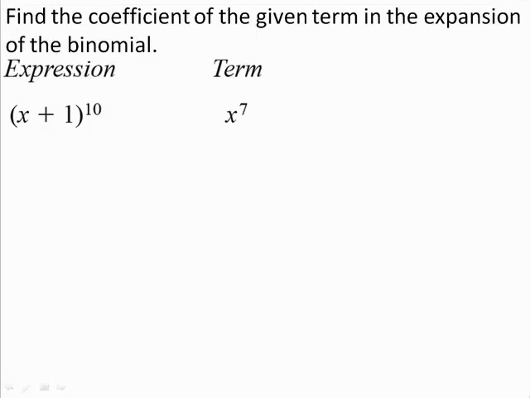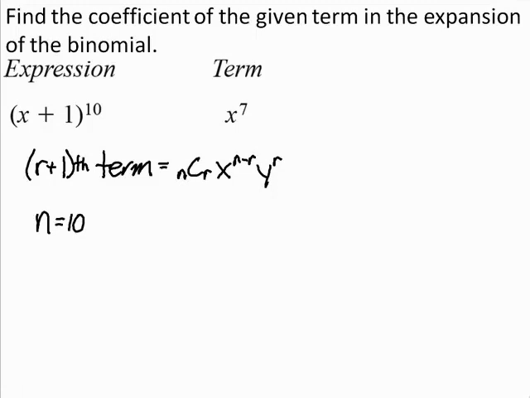Find the coefficient of the given term in the expansion of the binomial. The expression is the quantity x plus 1 raised to the 10th power, and the term is x raised to the 7th power. The r plus 1th term in a binomial raised to the nth power is nCr x raised to the n minus r times y raised to the r. The binomial is raised to the 10th power, so n is equal to 10. The term in question is x raised to the 7th power, so n minus r has to be equal to 7. Using that n is equal to 10 and n minus r is equal to 7, you can find that r is equal to 3.